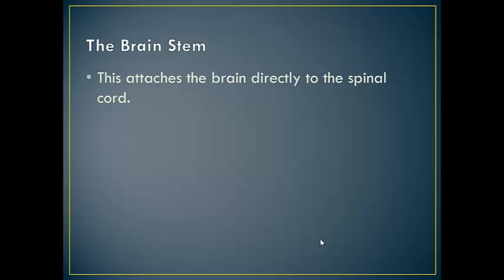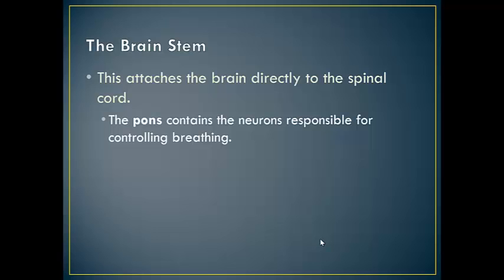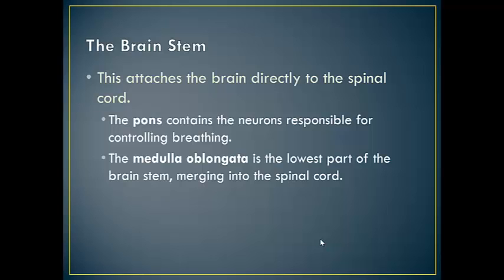The brainstem attaches the brain directly to the spinal cord. It contains a couple of features. Number one is the pons. The pons is what actually contains neurons that are responsible for controlling breathing. It also contains the medulla oblongata. The medulla oblongata is the lowest part of the brainstem, and it merges into the spinal cord and helps with, like I said, the controlling of your heart rate, things like that, that are really important for involuntary functions of your body.